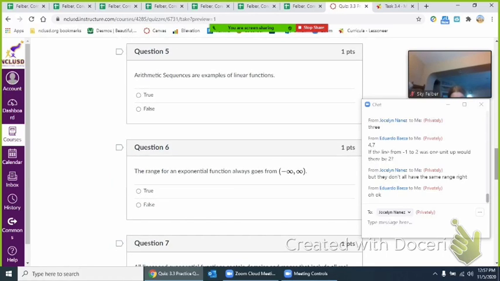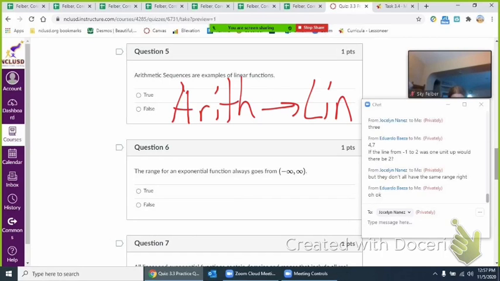This one talks about arithmetic sequences being examples of linear functions. That's review from the first chapter. Remember, arithmetic goes with linear, and geometric goes with exponential. So that's kind of what I'm talking about right there.